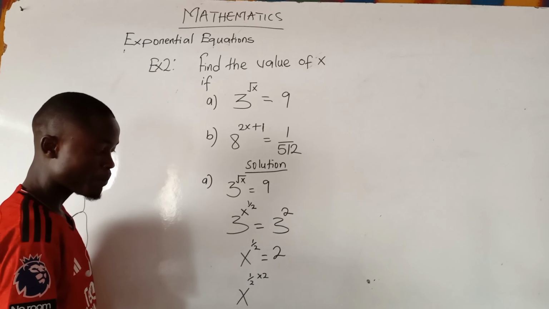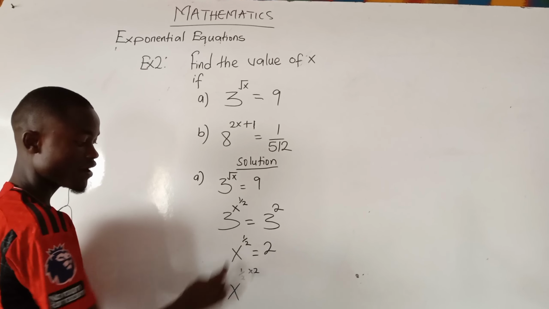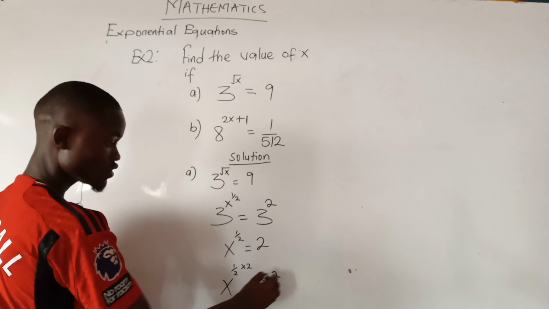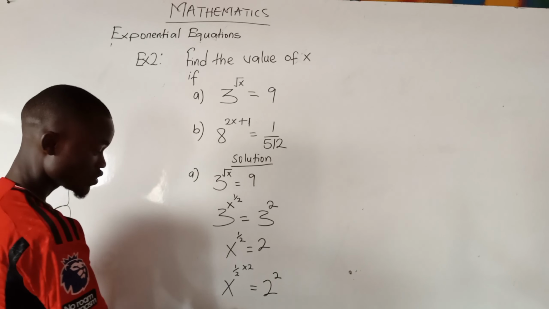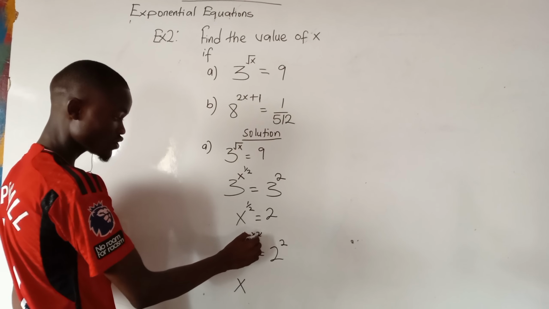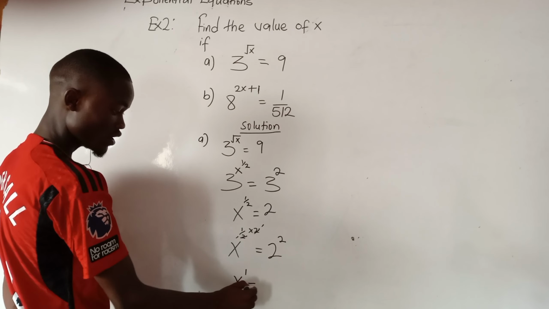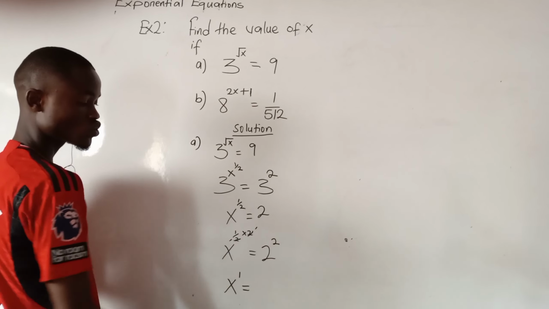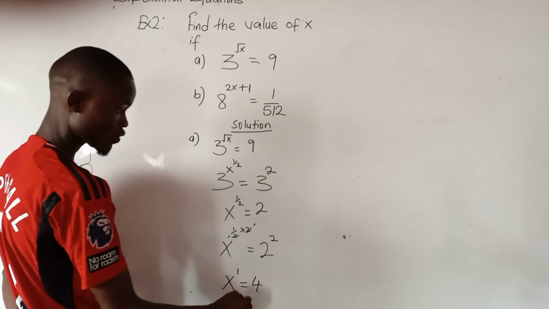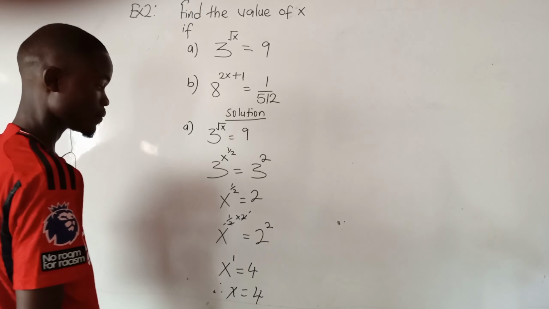You multiply by a power of what? 2, in order to eliminate this half here. So 2 raised to the power 2. So x raised to the power 1 times into this guy 1 times. So what remains here is what? x equals 2 raised to the power 2. Here 2 times 2 will give us 4. So therefore, the value for x equals to what? 4.